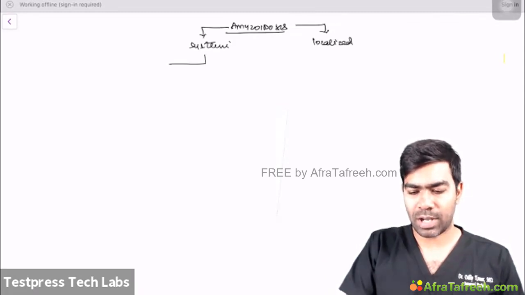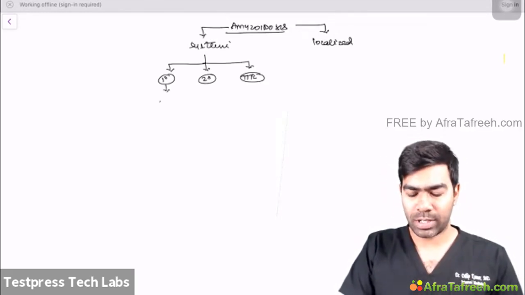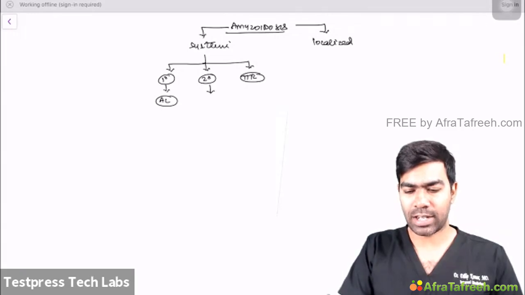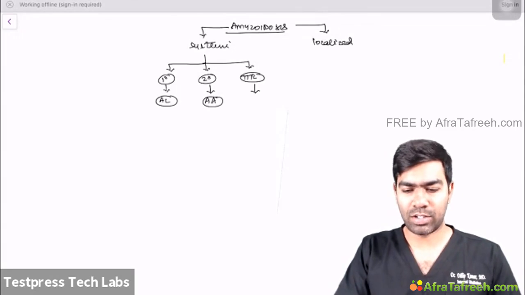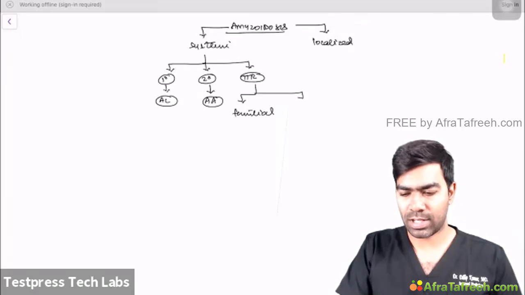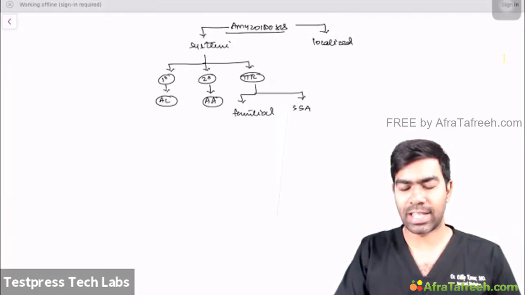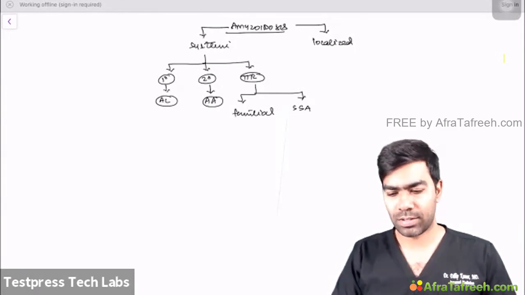So as far as systemic amyloidosis is concerned, I can tell primary amyloidosis, secondary amyloidosis, then you have a TTR based amyloidosis. As far as primary amyloid is concerned, it's typically of AL type of amyloid. Secondary amyloidosis, it's AA type of amyloid. TTR type of amyloidosis, again, it has 2 types. One is called the familial TTR type, and the second one is the senile systemic amyloidosis. I can write as SSA. SSA stands for senile systemic amyloidosis.